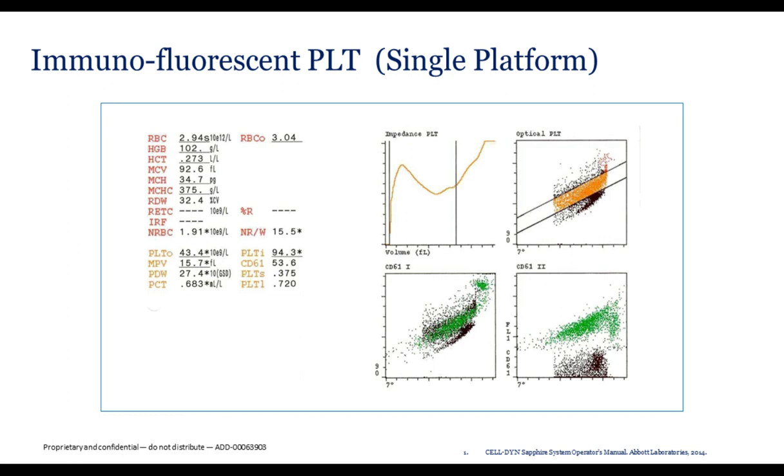If you take a look at the results, the optical was 43,000, but it has a star next to it, which usually means it's flagged and it has to be reviewed. In this case, this device also does an impedance platelet count, and in this case, it's 94,000. The true platelet count is actually under CD61, demonstrated by the two scatter plots below, that has a value of 53,000. So in this case, the platelet optical underestimated the count, and the impedance overestimated the count. So you can see the value of the immunoplatelet count in this instance.